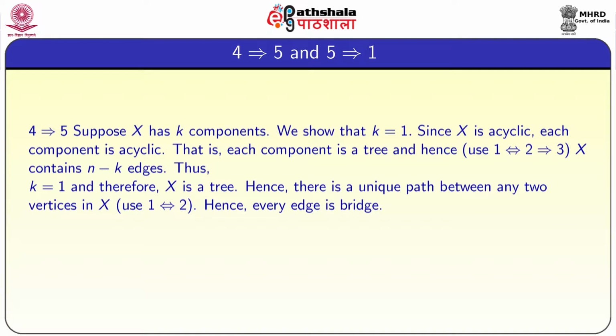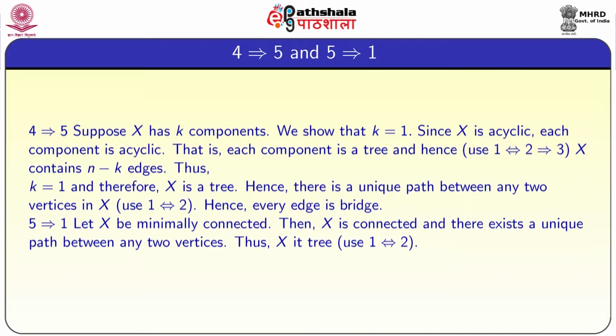Now we are going to show 4 implies 5. Suppose X has k components; we will show k equal to 1. Since X is an acyclic graph, each component is acyclic, that is each component is a tree, hence we can use 1 if and only if 2 if and only if 3. X contains n minus k edges, thus k equal to 1 and therefore X is a tree. Hence there is a unique path between any two vertices in X. Here we will use 1 if and only if 2. Hence every edge is a bridge.